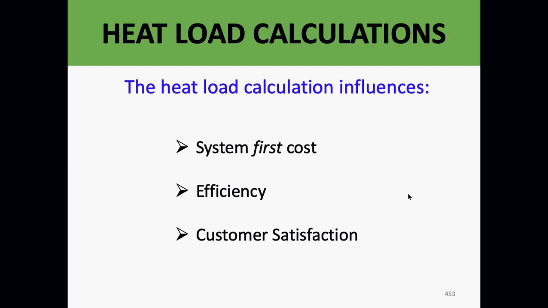The heat load calculation influences the system initial cost. That's the first cost. It looks at the ongoing cost, which is efficiency, and it looks at customer satisfaction. I keep telling you this. Customers do not want to think about the air conditioning or heating. They just want to be warm or cold. So you don't want them to think about it.